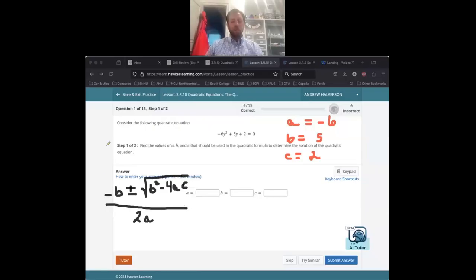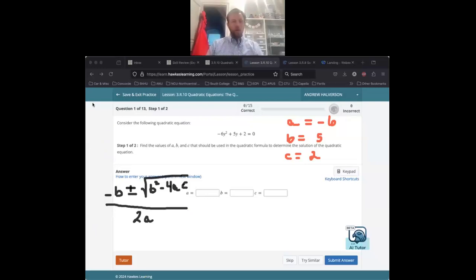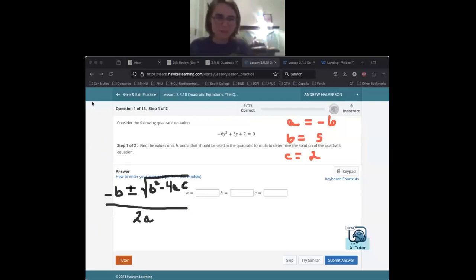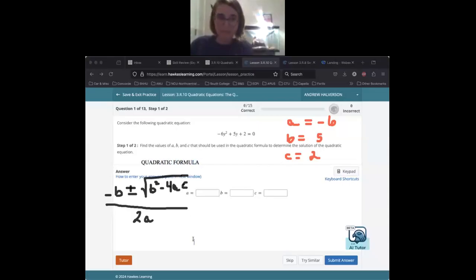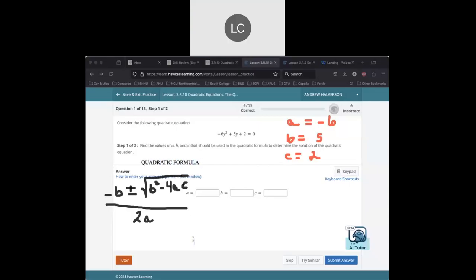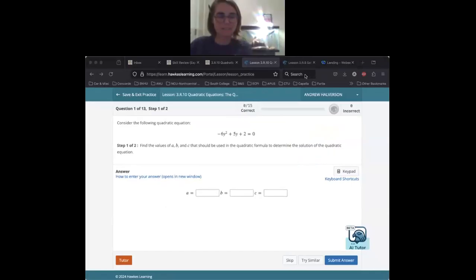So this is the formula for what? This is the quadratic formula. X is equal to negative b plus or minus the square root of b squared minus 4ac, all over 2a. That's how our teacher had us remember it. That's pretty funny. I never knew that song.